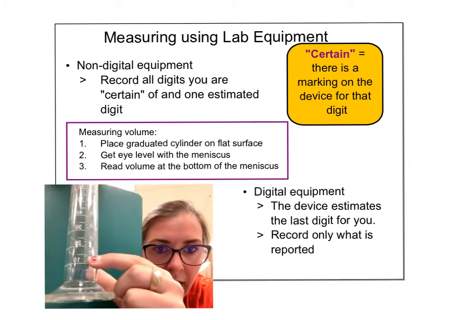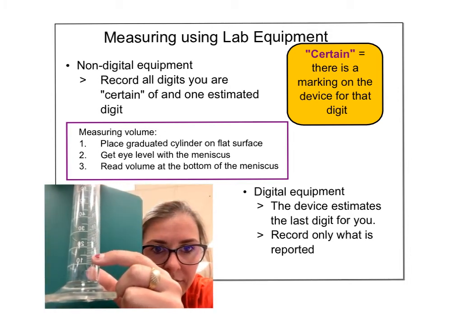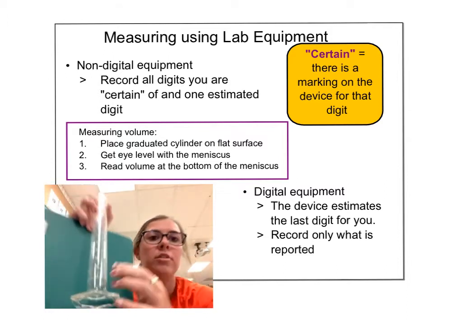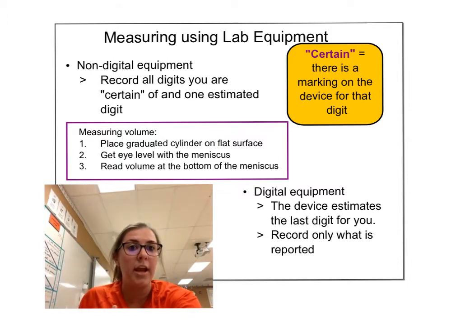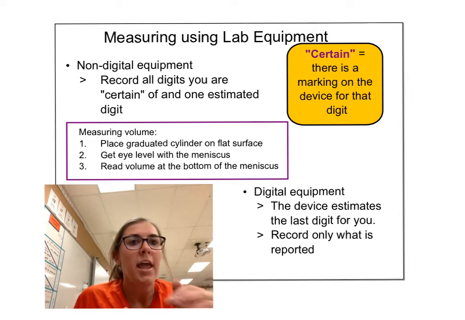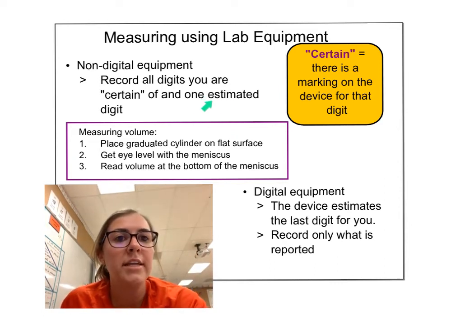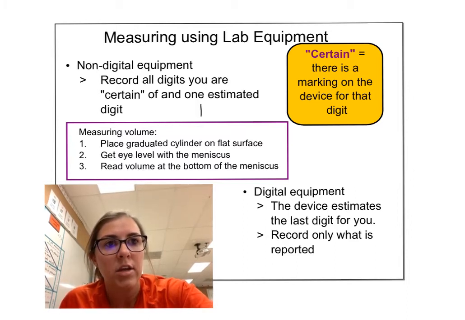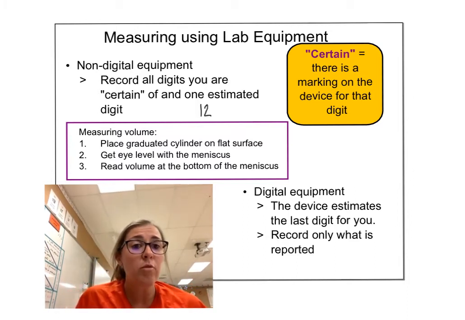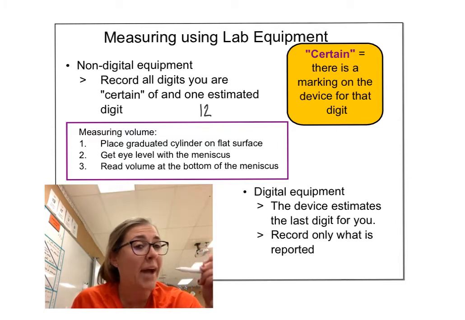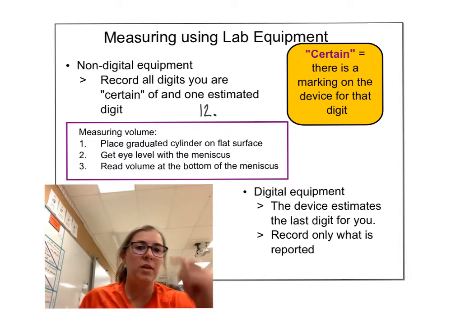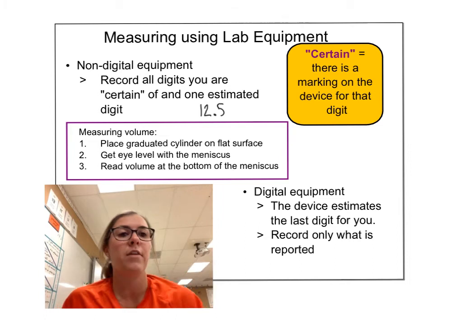Okay, then we also have a marking for 1, 2, 3, 4, 5, 6, 7, right? Every 1 milliliter. So I am certain of the ones place, right? 11, 12, I am certain of that. And then I'm going to estimate 1 digit past. So let's say I have a reading and I think it is 12 milliliters. Well, I am certain that it's 12 because it's right on that line or maybe a little past. And then I'm going to estimate 1 further. So maybe I think it's halfway between the 12 and the 13, 12.5.